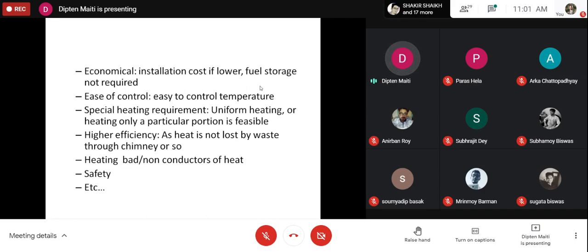It may happen that we have a specific heating requirement, that we need to heat only some part of the job. The part which we are going to heat is called the charge in electrical heating. So let's stick with that. If we need to heat only some part of the charge, that can be done by using an electrical system or electrical heating. We cannot do that by using mechanical heating or other forms of heating.